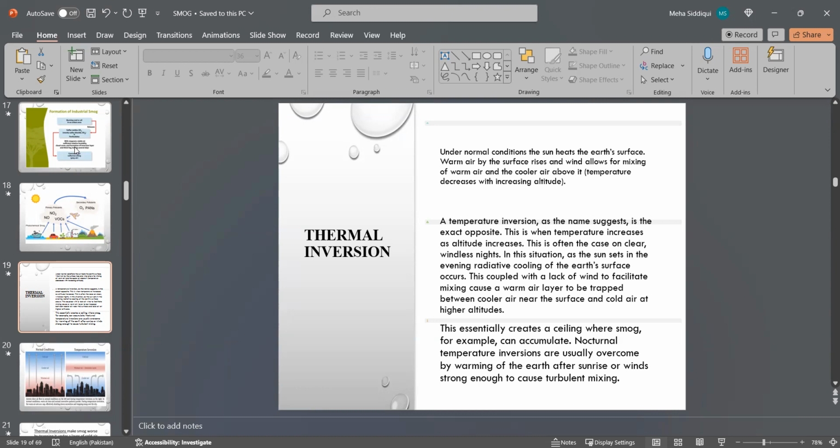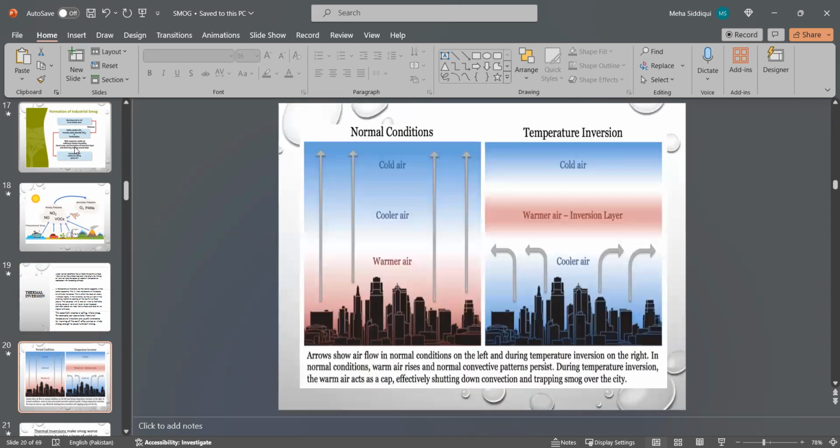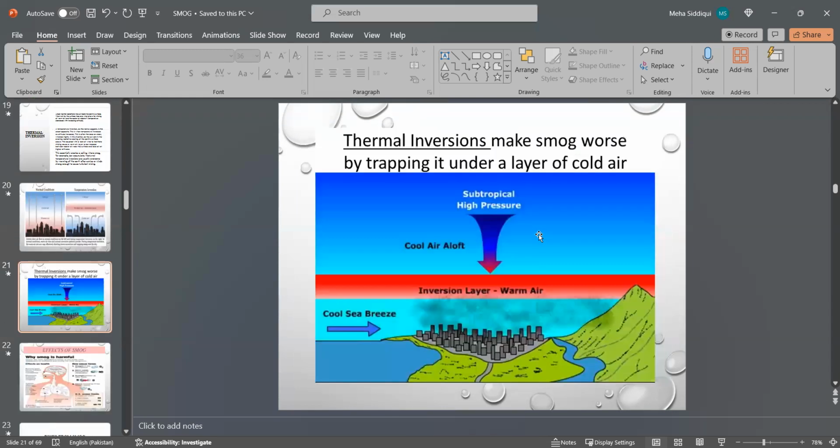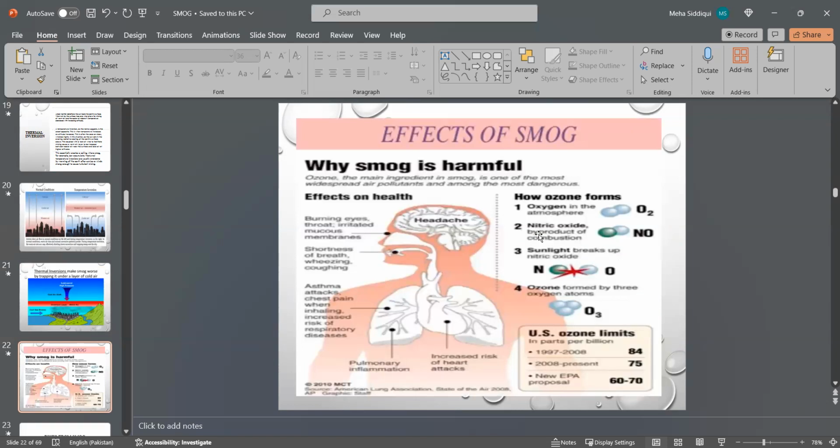Nocturnal temperature inversions are usually overcome by the warmth of the earth after sunrise or wind strong enough to cause turbulent mixing. Here, we can see that this is the normal condition, where there is warmer air near the earth's surface, and as we go up there is cooler air and cold air. But in temperature inversion, there is cooler air near the earth's surface, and there is trapping of the warm air between the two cold layers. So this is called inversion, thermal inversion. Thermal inversion makes smog worse by trapping it under a layer of cold air, as we can see in the picture.